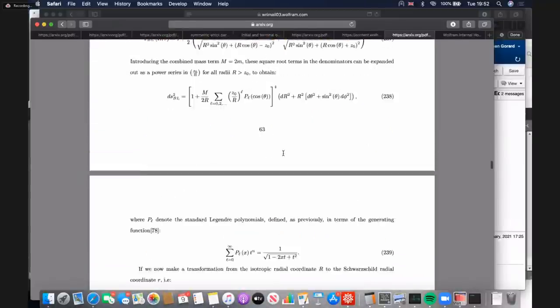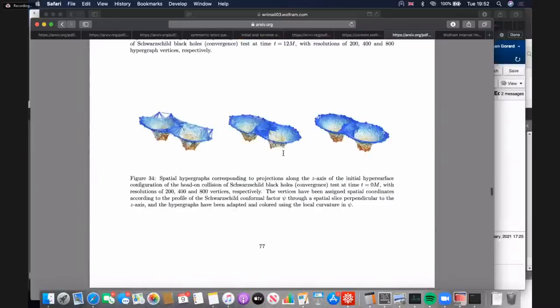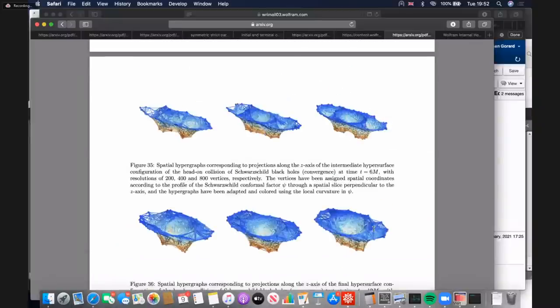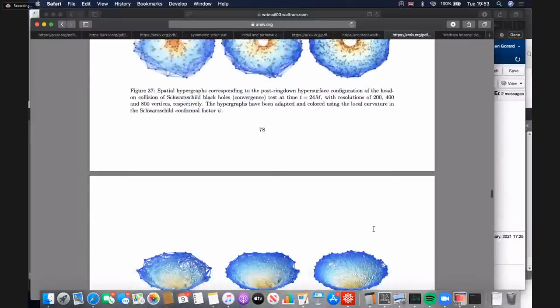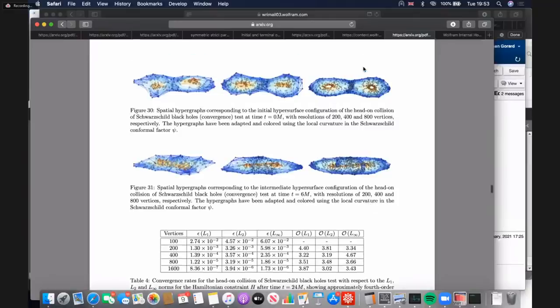And so down here, let me show a more interesting example. Here is an example of a binary black hole collision where we're coloring the vertices in the hypergraph based on this conformal curvature parameter, this scalar parameter, and where the topology of the hypergraph is actually tracking that value.